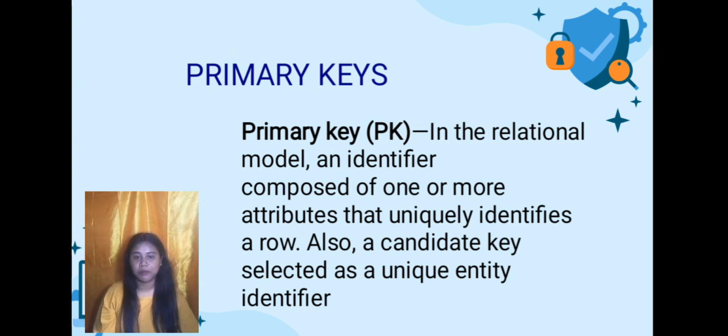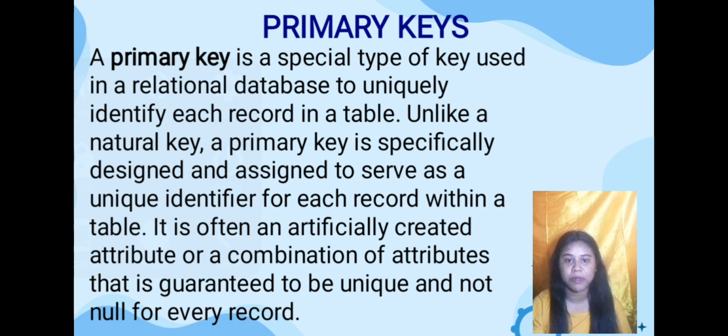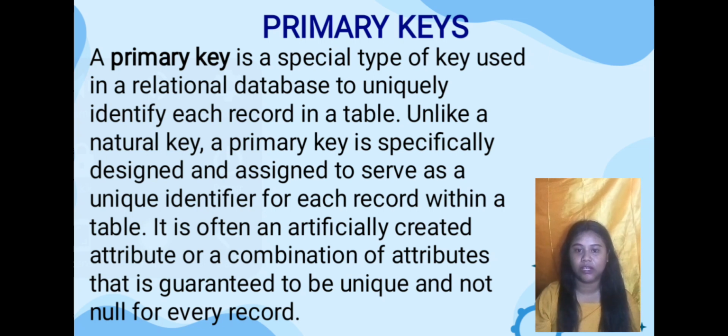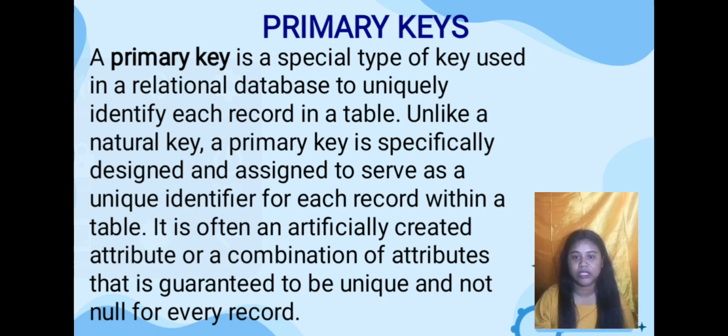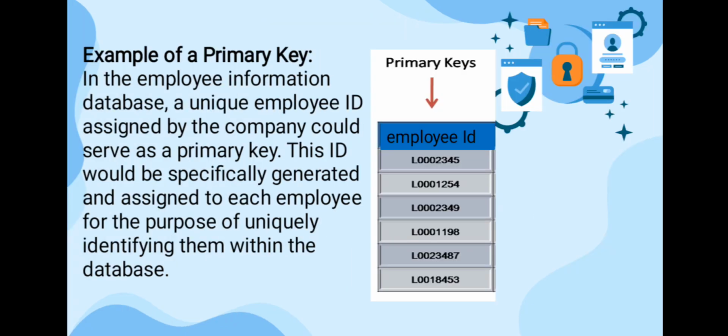Primary key. A primary key in a relational model is an identifier composed of one or more attributes that uniquely identifies a row. Also, it is a candidate key selected as the unique entity identifier. A primary key is a special type of key used in a relational database to uniquely identify each record in a table. Unlike a natural key, a primary key is specifically designed and assigned to serve as a unique identifier for each record within a table. It is often an artificially created attribute or a combination of attributes that is guaranteed to be unique and not null for every record, and assigned to each employee for the purpose of uniquely identifying them within the database.